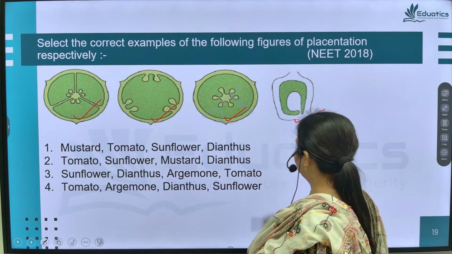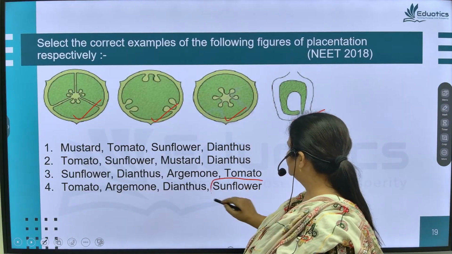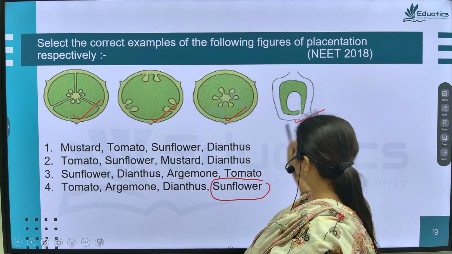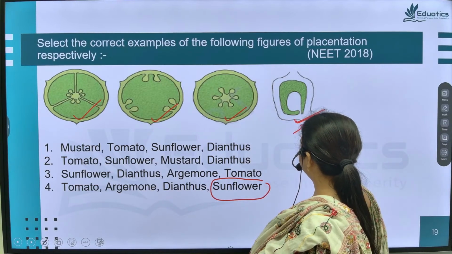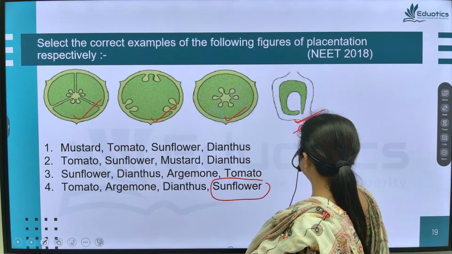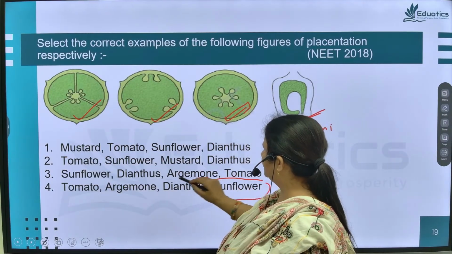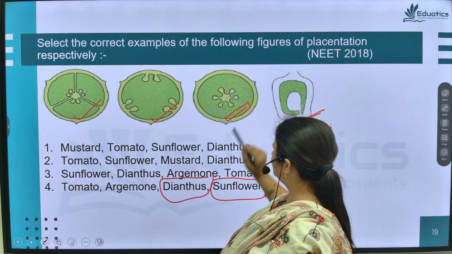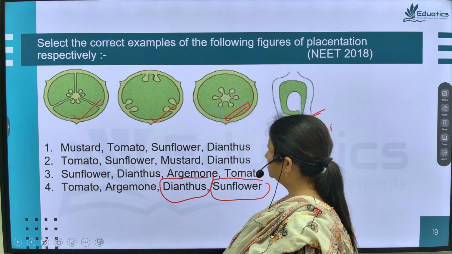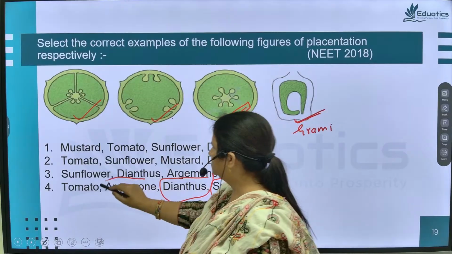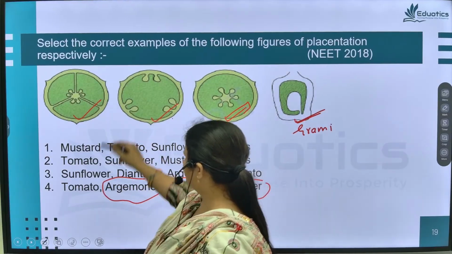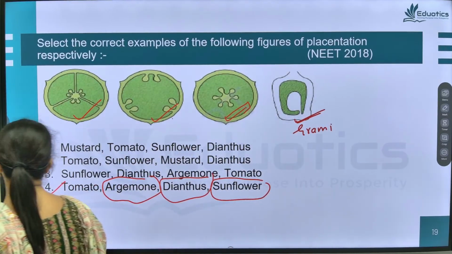We know basal is present in the sunflower, family Gramineae, and besides that in the sunflower. Free central is present in the dianthus and primrose. Parietal is present in the argemone, and axile in the tomato. Option fourth will be the correct answer.